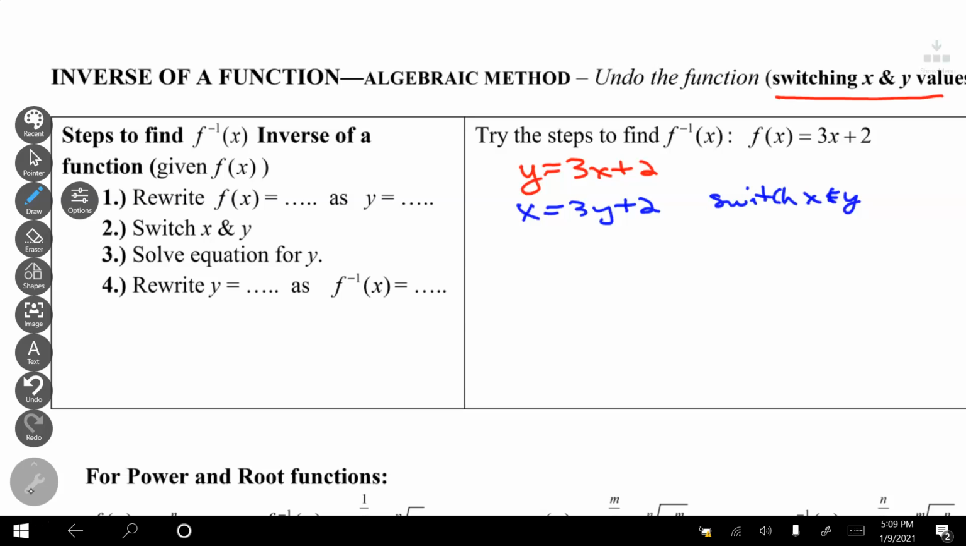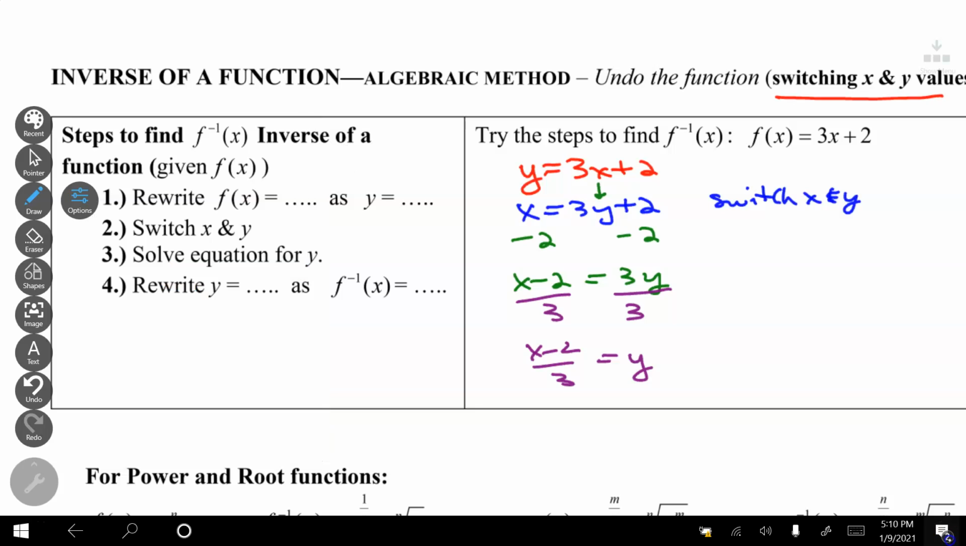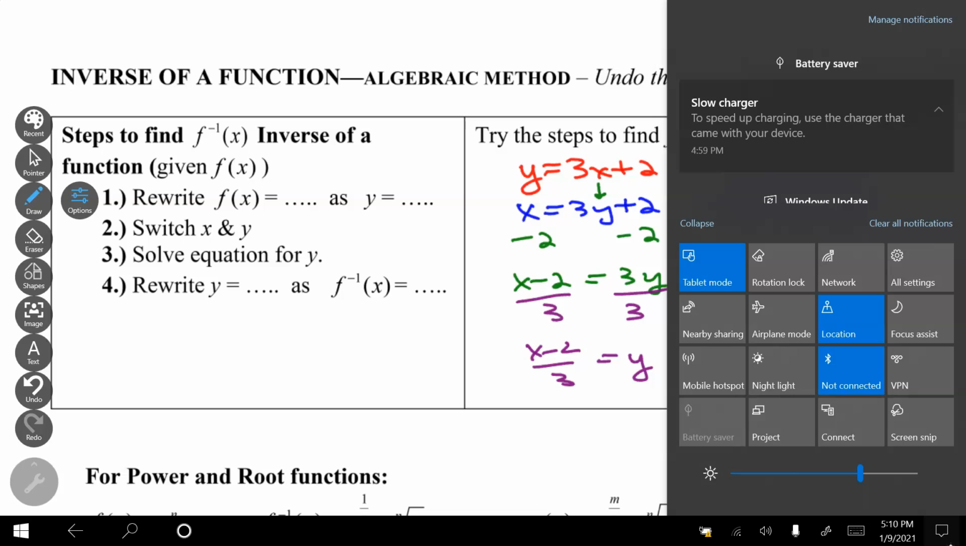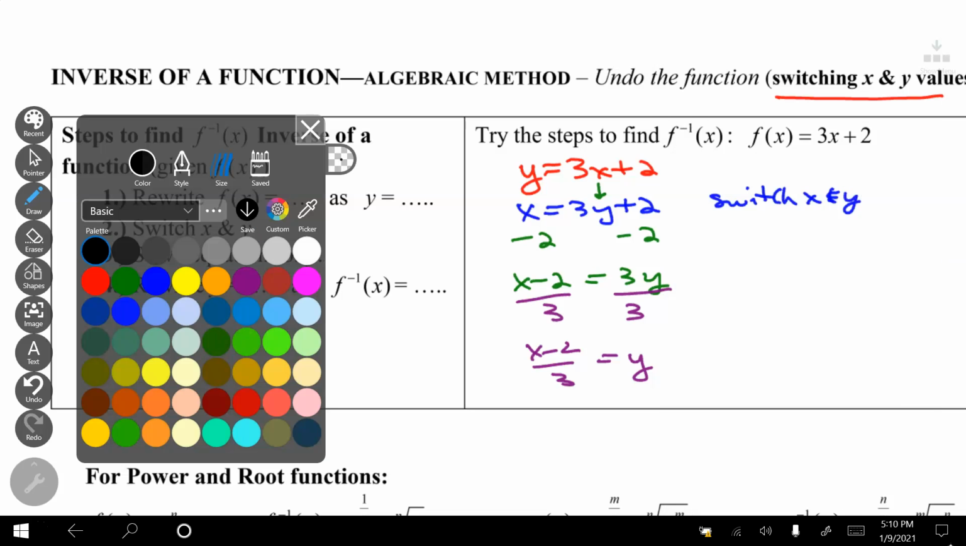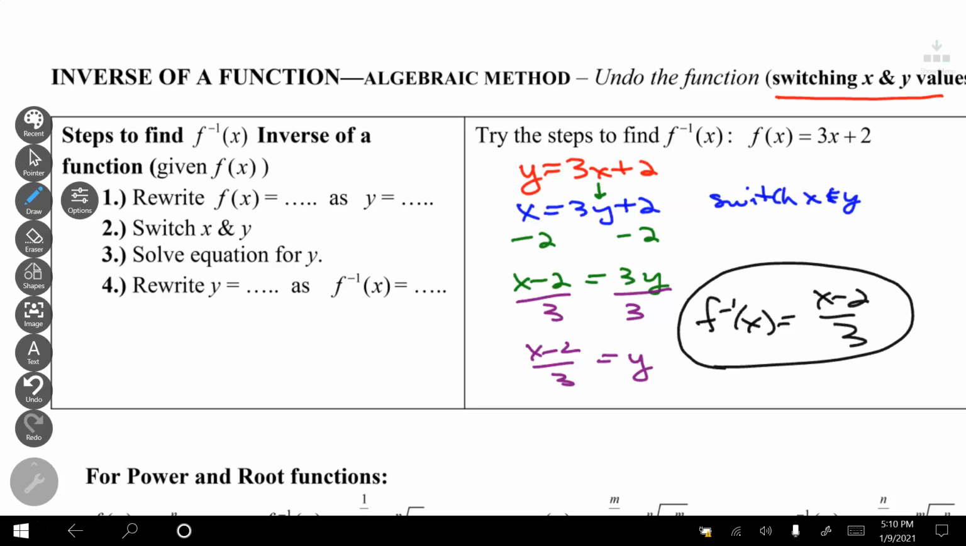And now I'm going to solve for y using my algebra steps. I'm going to get y by itself by subtracting 2. x minus 2 is equal to 3y, divided by 3. And I get (x minus 2) over 3 is equal to y. And then I want to use the right notation, so instead of calling it y, I'm going to call it f inverse of x is equal to (x minus 2) over 3. That would be the proper notation.